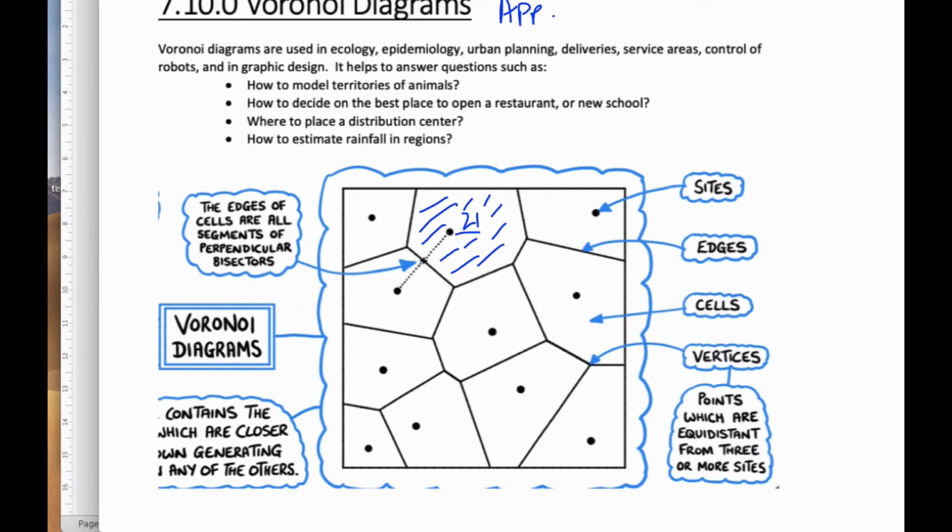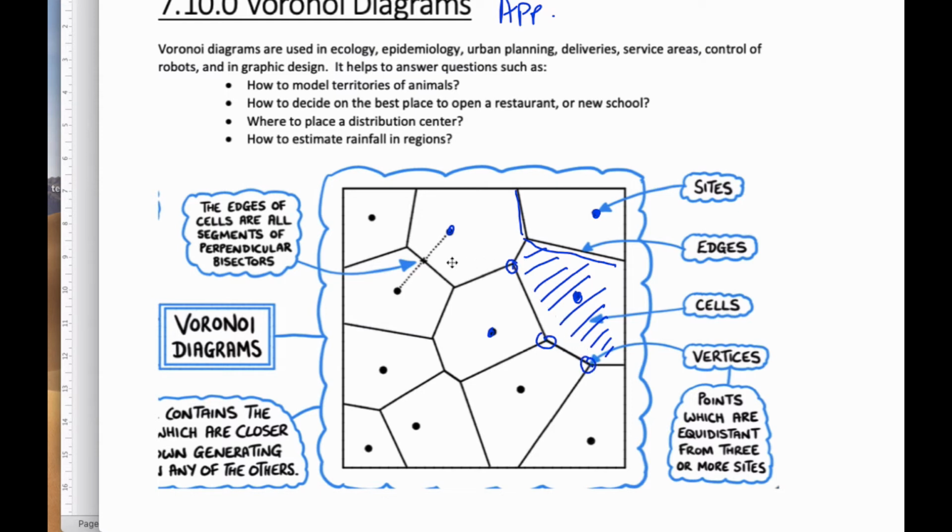And so just to define a few things so that we're all speaking the same language, each of these dots are called sites. Okay, so those are sites, and they could be restaurants, they could be animals, they could be measuring devices. And then the lines are called edges. The area inside where the site is, this is called a cell. And then where these edges all meet, these corners here are called vertices. So one is a vertex and the corners are called vertices.